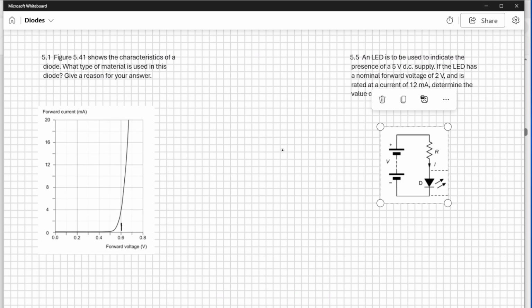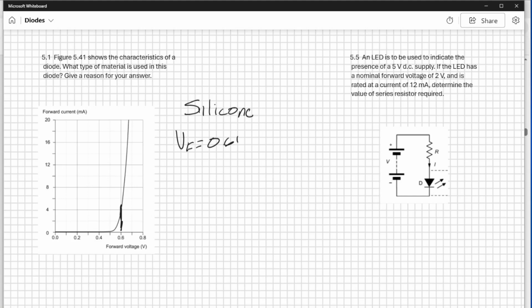The first exercise says, this figure shows the characteristics of a diode. What type of material is used in this diode? Give a reasonable answer. Alright, so the type of material being used here is silicon. Why silicon? Because notice that the forward voltage of the silicon diode is somewhere around 0.6 volts. Forward voltage for the silicon diode, 0.6 volts.